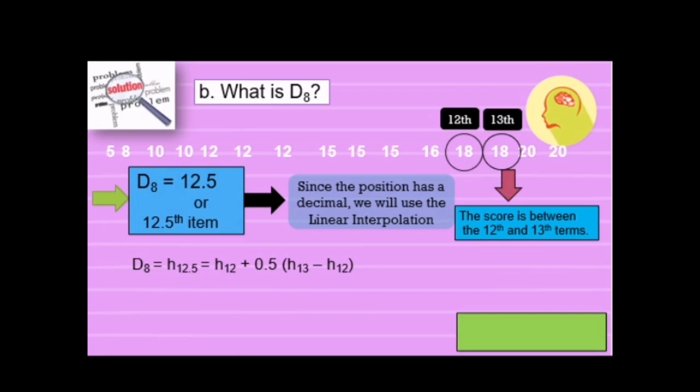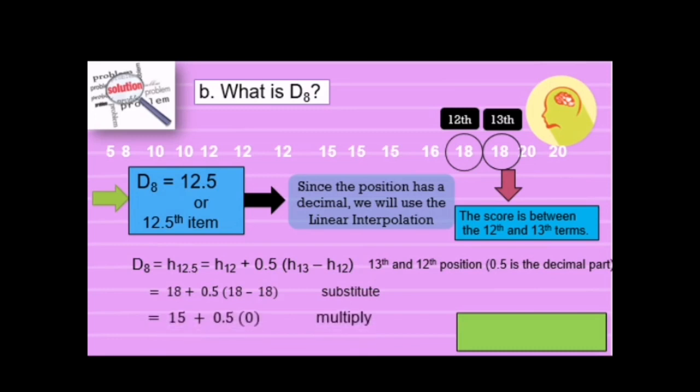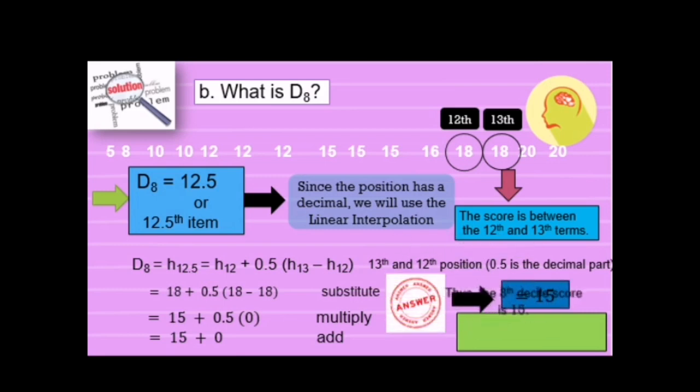And then, we will use the linear interpolation formula. D sub 8 is equal to H sub 12.5, which is equal to H sub 12 plus 0.5, that's the decimal part, multiplied by the difference of H sub 13 and H sub 12. Now, we will substitute the given. H sub 12 is 18, plus the decimal, multiplied by the difference of H sub 13, that's 18, minus 18, that will be 0, multiplied by 0.5, and that will be 0, plus 18. So the answer is 18. Thus, the 8th decile score is 18. By using the linear interpolation, we got the real value of the 8th score.